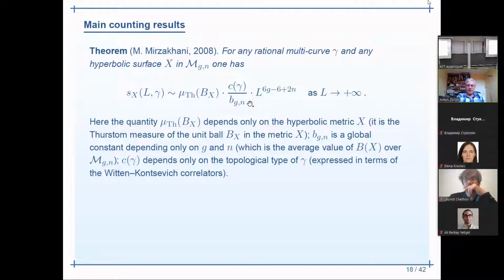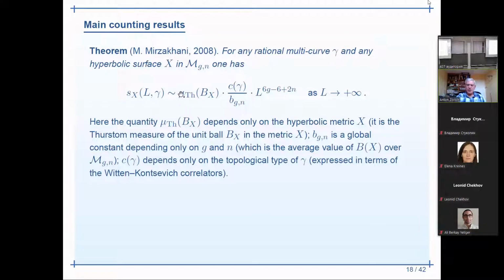two parts, where one part depends only on the hyperbolic metric and doesn't know anything about the topological type of the multicurve. So it's one and the same coefficient for all topological types of multicurves. So you can, for example, count simple closed curves, and they can be separating or non-separating. For both topological types, the growth rate is polynomial with the same power, but the coefficient would be different. So there are more ones than the others.